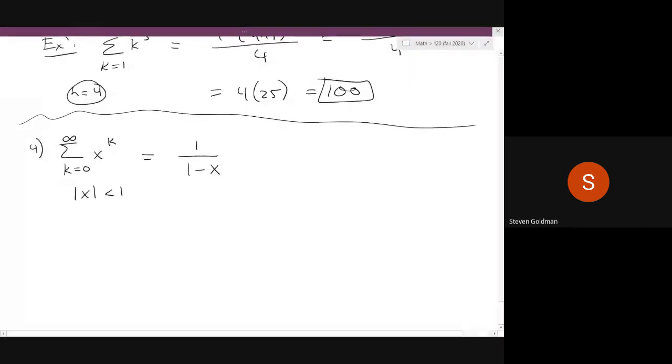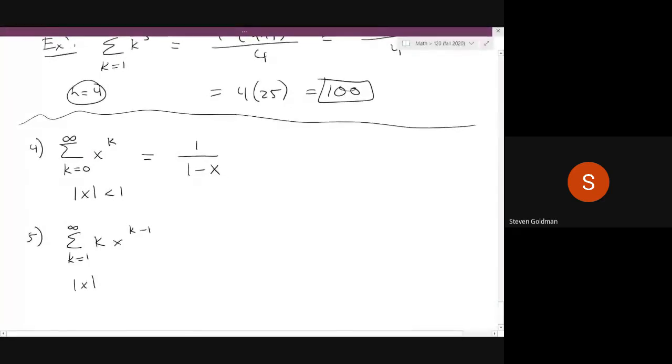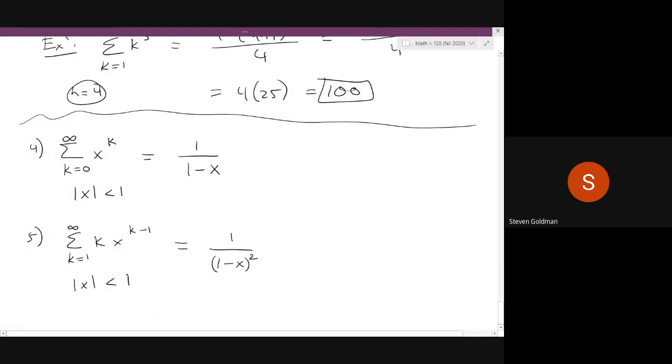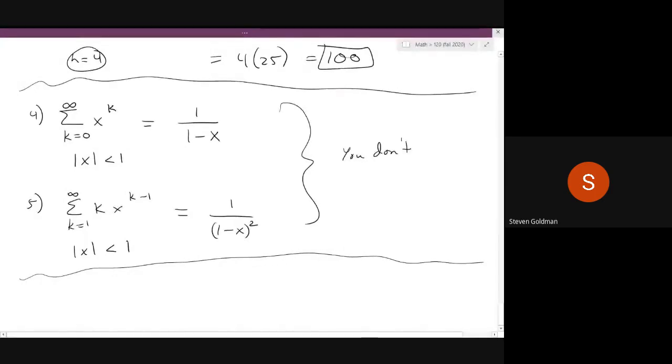All right. And the next one I want to show you is the sum from k equals 1 to infinity of k times x to the k minus 1, where the absolute value of x is less than 1. Again, an infinite sum here, so this is a series. This one is equal to 1 over 1 minus x squared. And for those of you who have done calculus, you'll notice that the second is the derivative of the first. All right, so these two you don't have to know, but they're used in calculus.